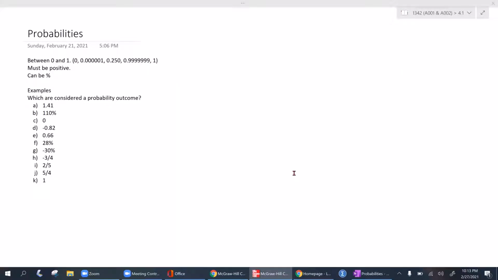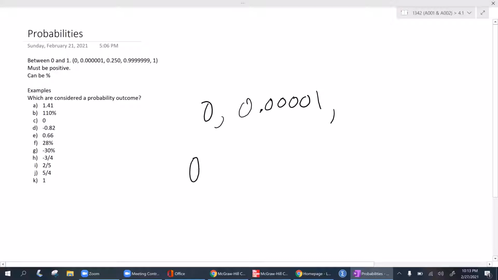One thing to know is whenever we're talking about probabilities, we're going to be dealing with decimals, and these decimals must be between 0 and 1. So specifically between 0 and 1, meaning you can have 0 as a possible answer. You can have 0.00001 as an answer. You can have something else as 0.376 as a possible answer for probability.